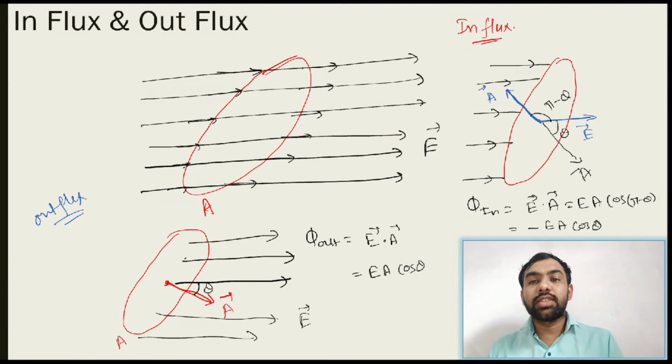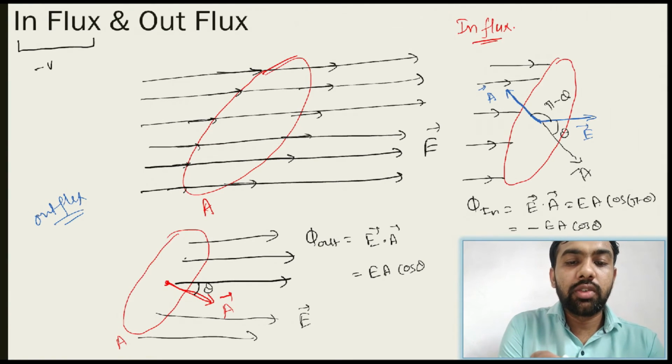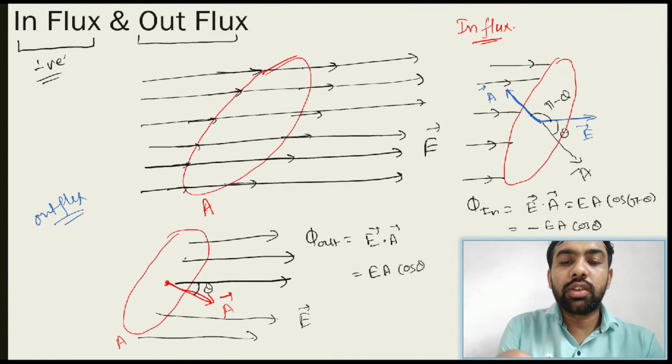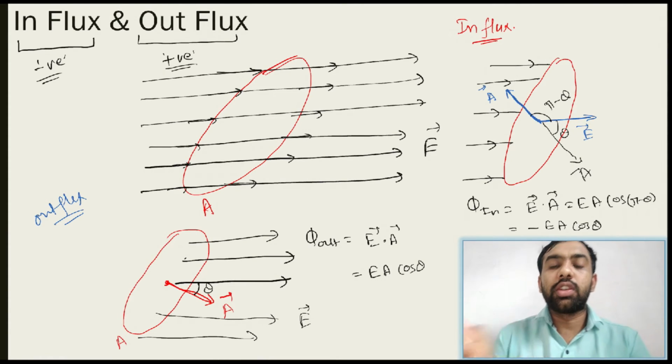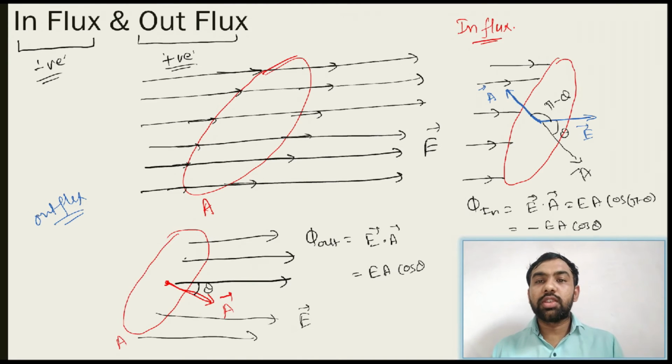So generally influx is considered negative and outflux is considered positive. That is the general definition, and we just choose this method. Influx is negative and outflux is positive. We have to use these signs in different examples. When you solve some example, you just consider this. If you have any surface and flux is going in, then it is considered negative. If flux is coming out, then it is considered positive.